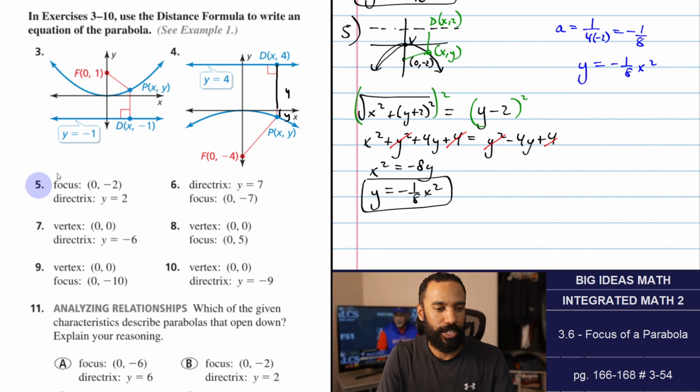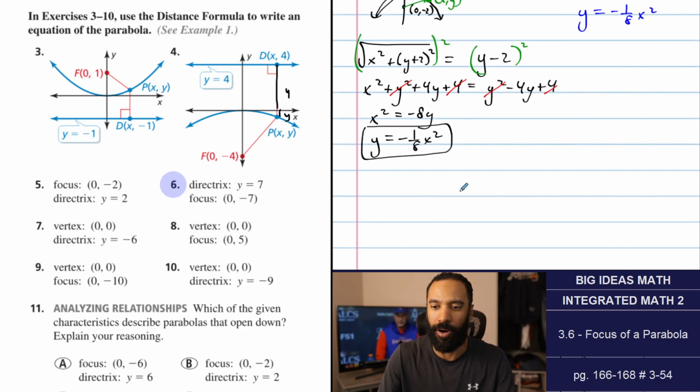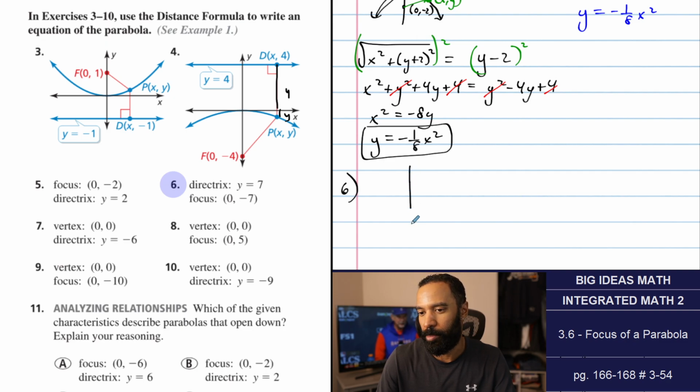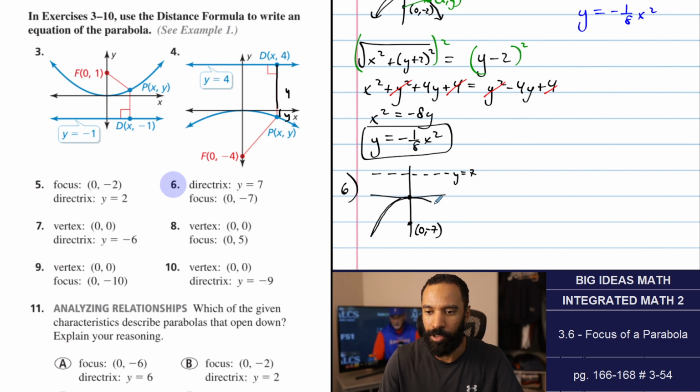Number 6, we'll have a directrix of y equals 7 and a focus of 0, negative 7. Very much like this problem was before, only now it's a little bit farther off. The vertex is still here. Directrix now at y equals 7, focus at 0, negative 7, and again the vertex is right in the middle of those at 0, 0, just like that. We're going to have some point on the graph that's going to go perpendicular to there, and we need to see that those distances are the same.